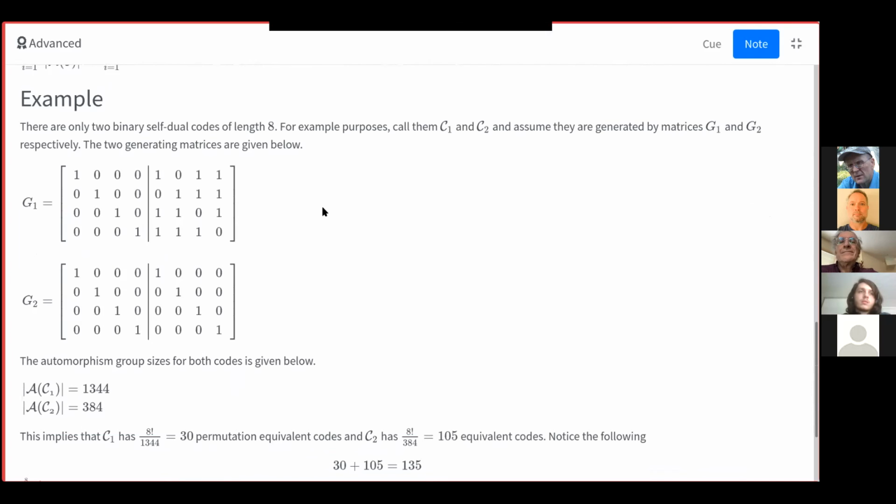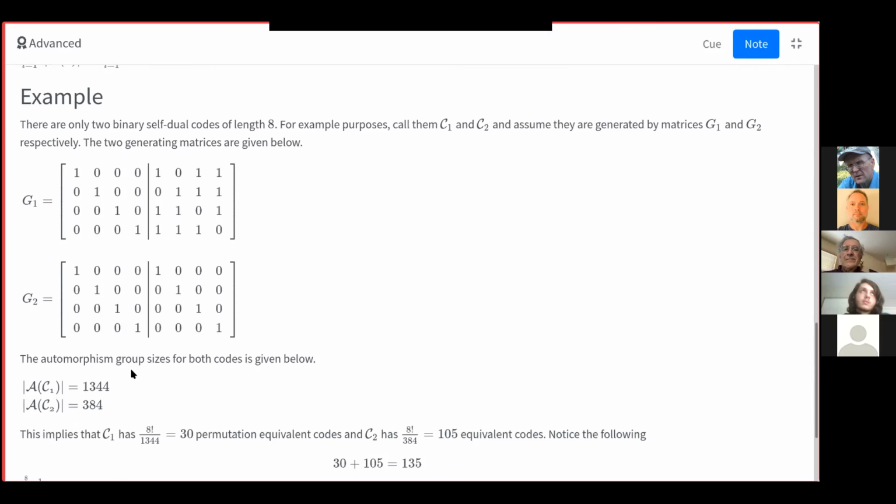Okay, so for example, G1 and G2 represent the only binary self-dual codes of length 8. There's only two of them up to permutation equivalence. So we know that this one, where we have the identity augmented with this, I'll change it around a little bit, augmented with this orthogonal matrix, has an automorphism group of 1,344. Whereas the other one, where it's just the identity augmented with the identity, that's an easy one to come up with because its automorphism group is just the direct sum of cyclic order 2 groups.